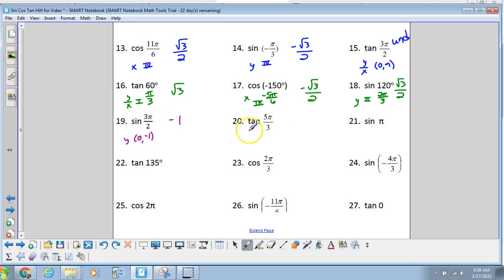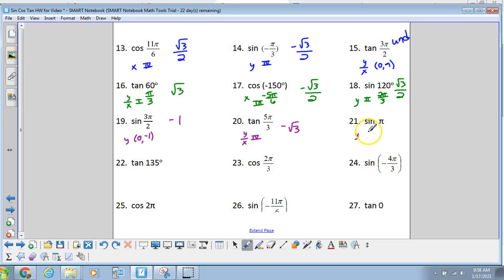Number 20, the tangent of 5 pi over 3. Tangent is y over x. 5 pi over 3 is in the fourth quadrant. And for our pi over 3 family, the y over x is root 3 over 2 over 1/2, which is root 3. We're in the fourth quadrant though, where y is negative, so we get a negative square root of 3.